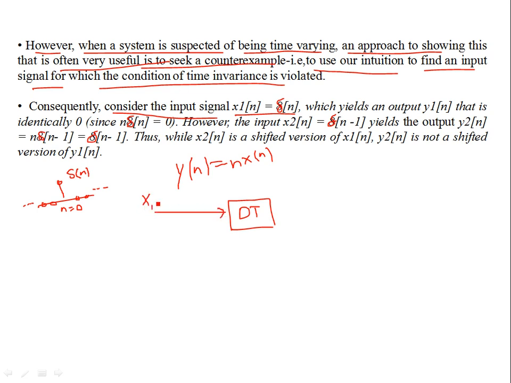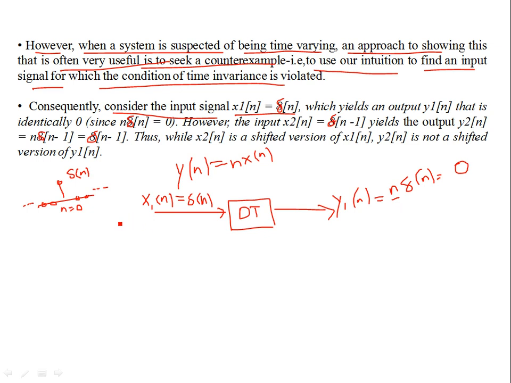x1 of n, which is equal to delta of n. So what is my output? You can very easily say that the output y1 of n equals n times delta of n. Now this delta of n is non-zero only at n equal to 0, where the multiplying factor n becomes 0, so the output is 0.